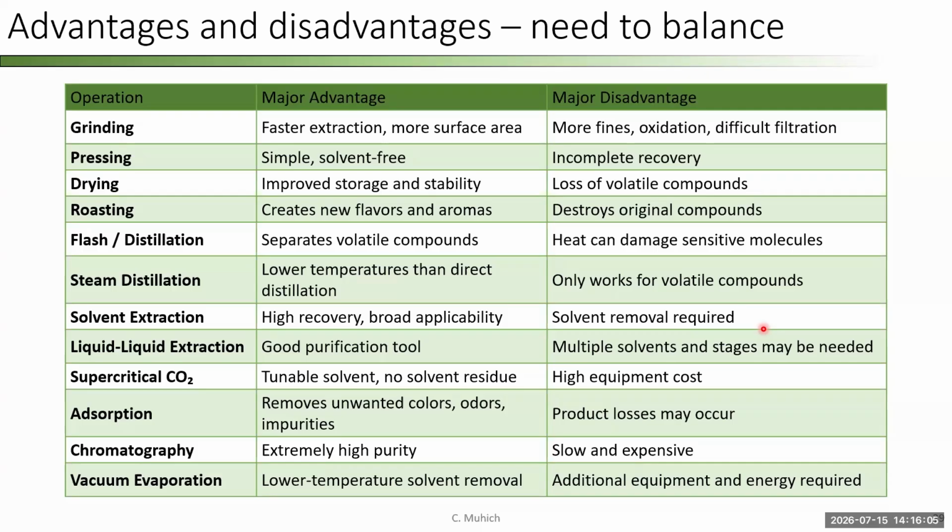Chromatography can achieve extremely high purities, but it's slow and very expensive, right? Notice that some of these two, CO2 extraction and chromatography, have high costs. We want to use these only for high value products. Vacuum evaporation is going to lower our temperature for solvent removal, but then again, of course, we have additional equipment that we need to buy and maintain and put additional energy into.